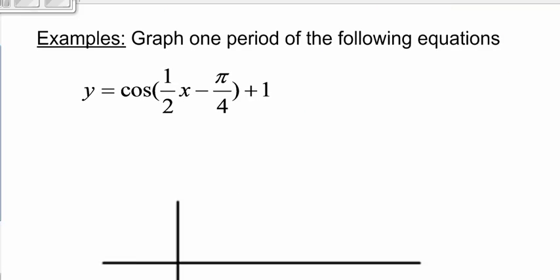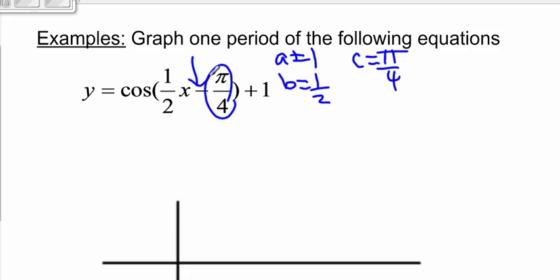Okay, here we do have the phase shift included, so I'm going to make sure I go over this because I know a few of you missed class. Okay, so we have an A value of 1, a B value of 1/2, a C value of pi over 4, okay, because this is our C. We take the opposite of the sign in the middle, and then a D value of 1.